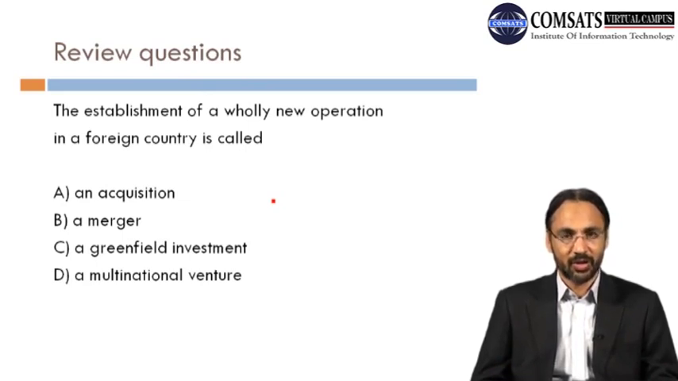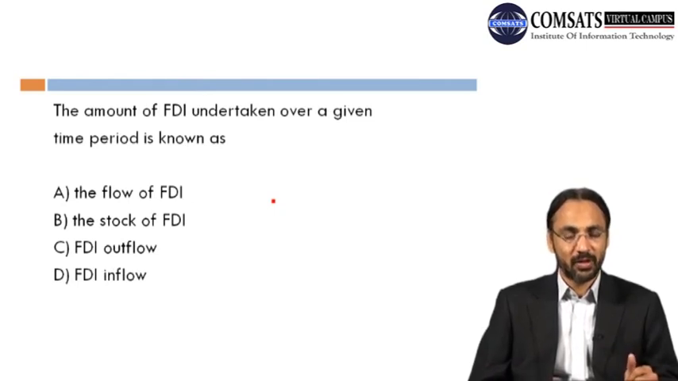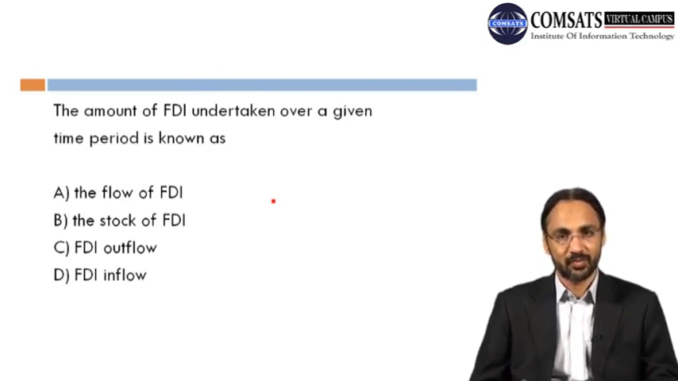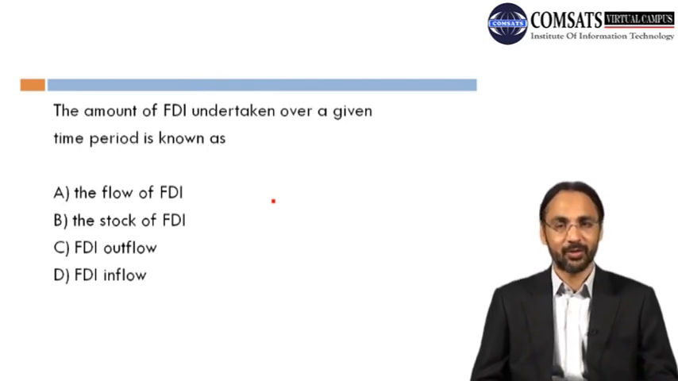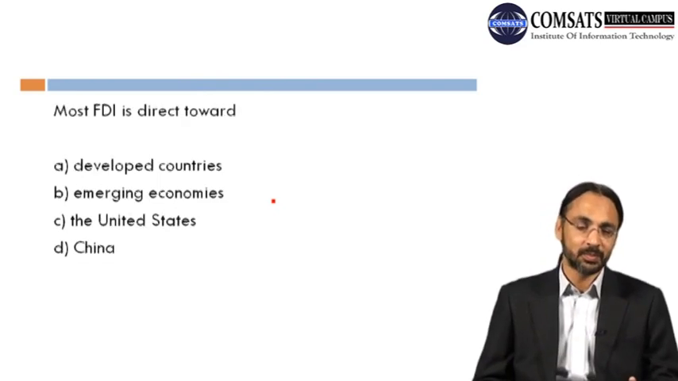Or, as a second option, you can find the answers to these questions in the previous slides and in the book as well. The amount of FDI undertaken over a given period of time is known as the flow of FDI, the stock of FDI, FDI outflow, or FDI inflow. These are the 4 options. You have to think really hard and check the previous slides. The answer is already available there.